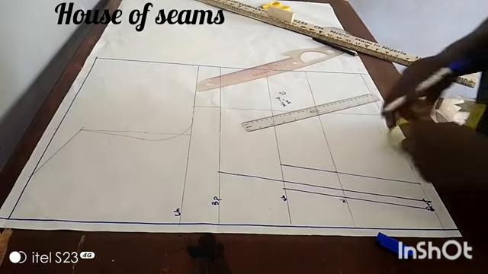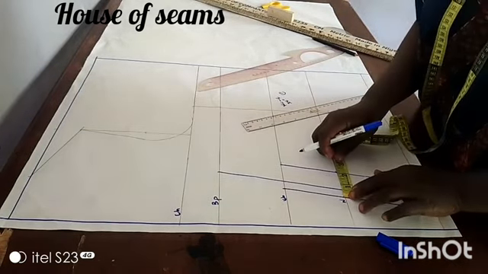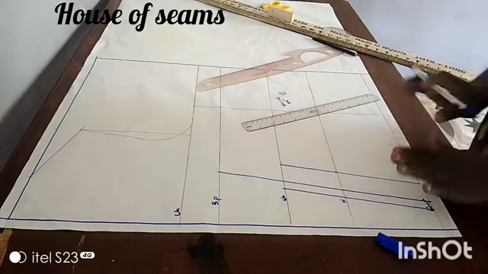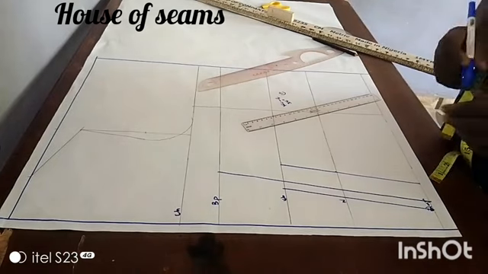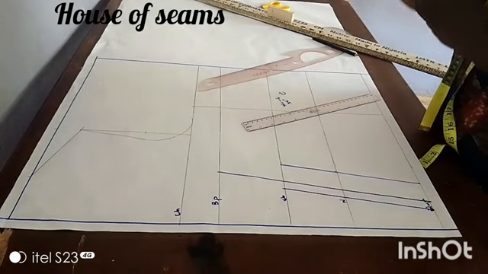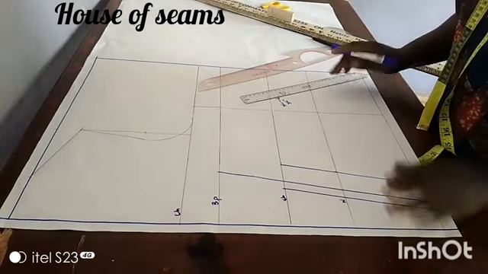Let me measure it for you so you can see. So from here to here, I have 2 inches. So we have taken out 2 inches from the 11 inches. So we are now left with 9.5, the 9.5 that we are left with now.